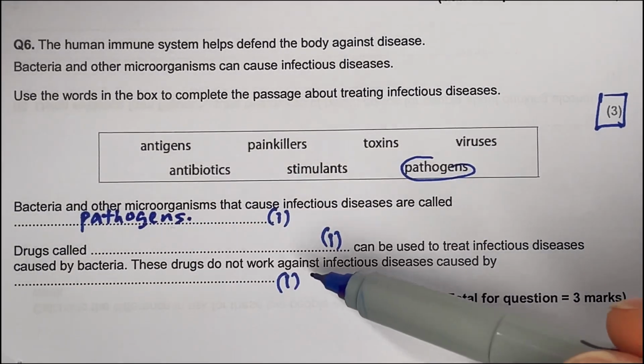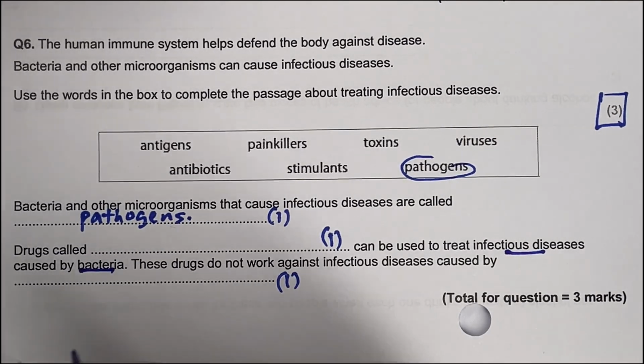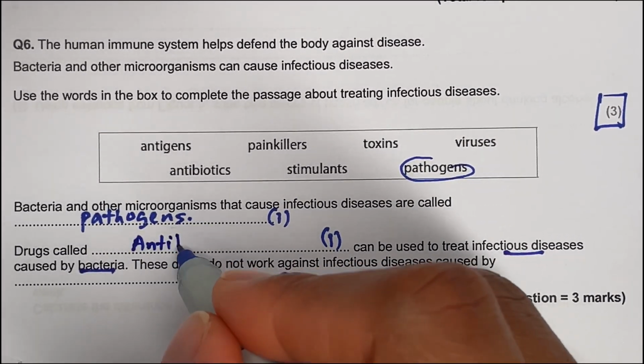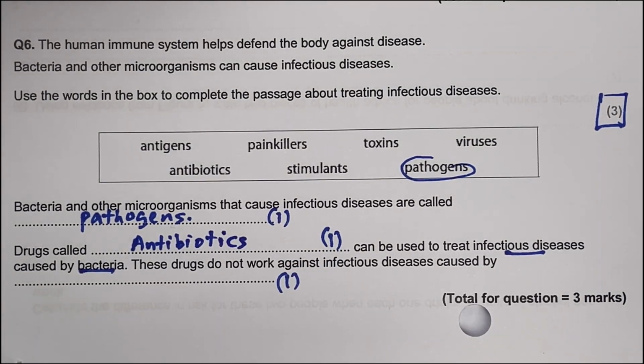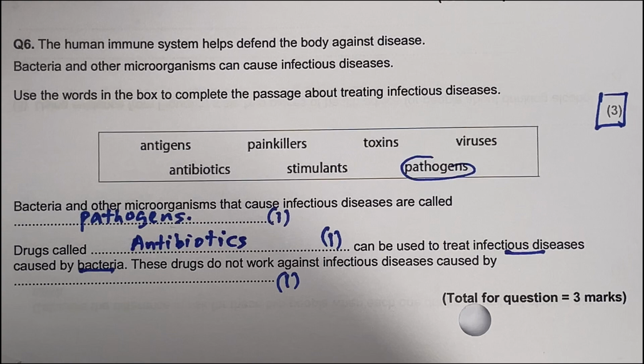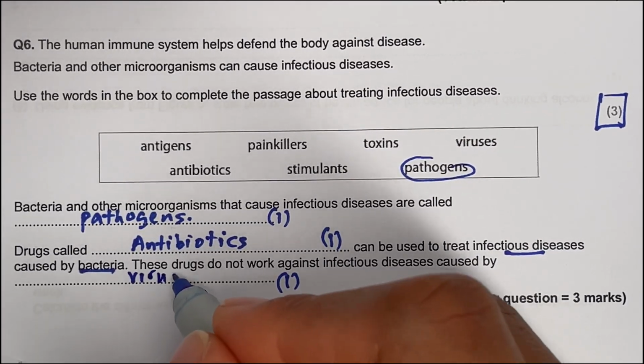Drugs called dash can be used to treat infectious diseases caused by bacteria. That will be antibiotics. So this will be from your outside knowledge. These drugs do not work against infectious diseases caused by. So antibiotics do not work against a viral infection. So it will be viruses.